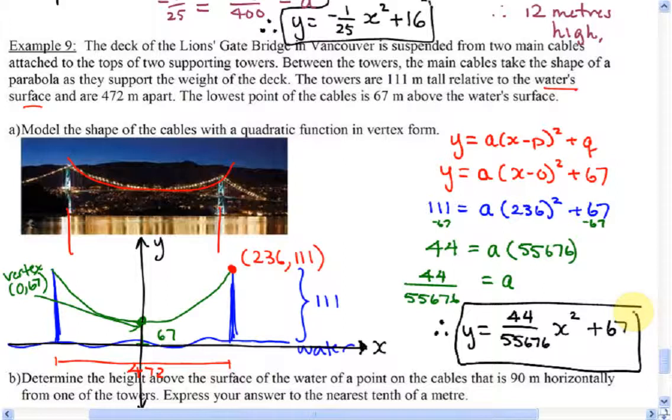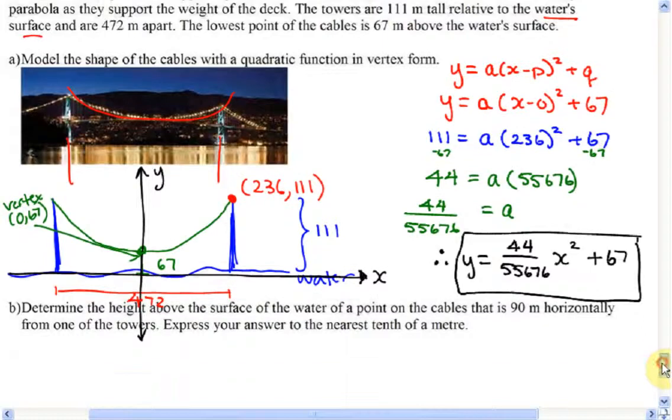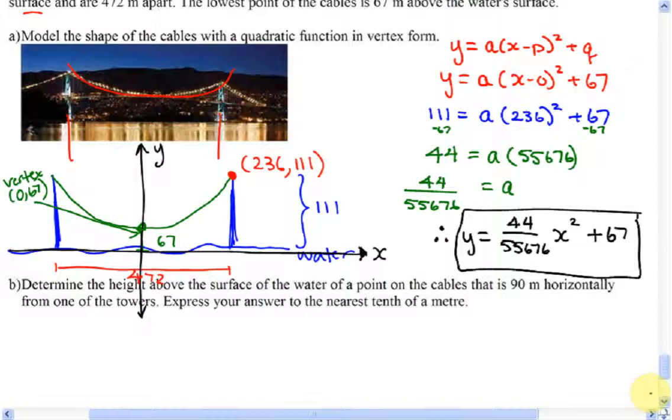Let me just give you a hint for the last one, part B, and I'll send you on your way. Determine the height above the surface of the water of a point on the cables that is 90 meters horizontally from one of the towers. This means I'm at one end of the tower, and I'm going 90 meters to the left. So this distance in purple is 90 meters. What is the height at this point? What is the actual x-coordinate at this point? Yeah, 236 minus 90. Good. So the x-coordinate was actually 146.